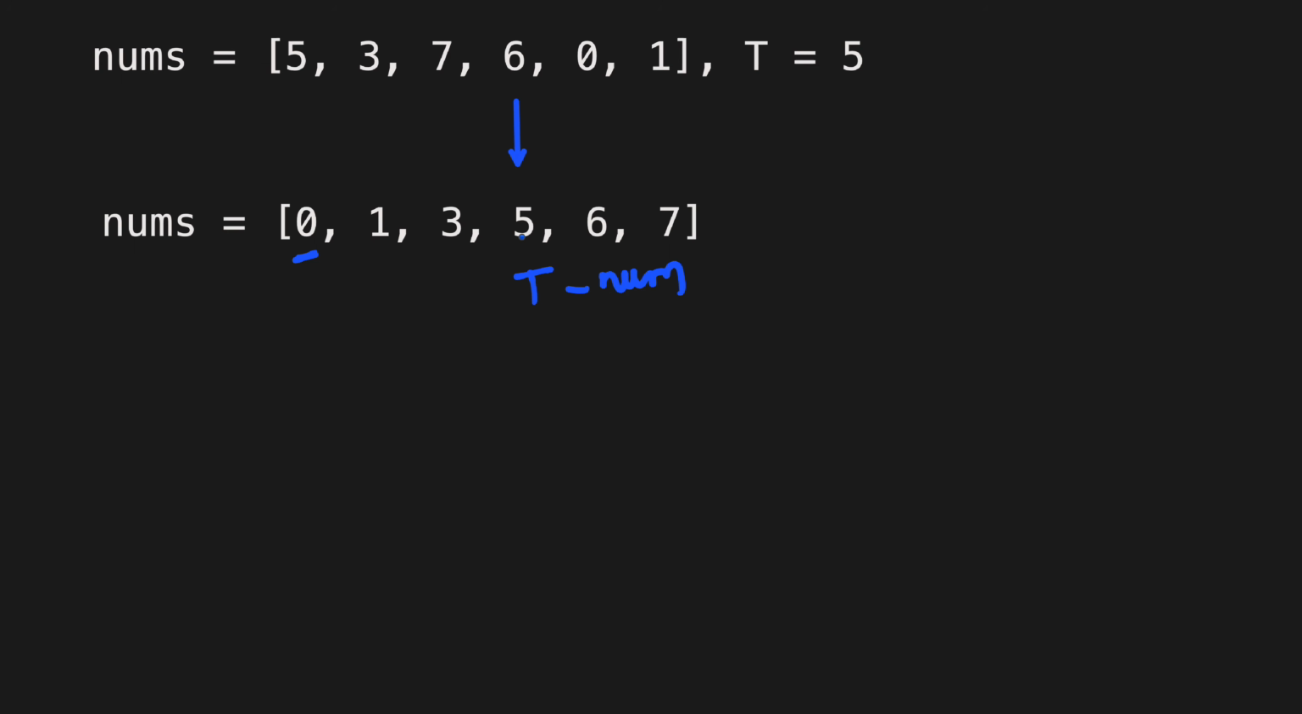For example, now if we search for the complement of 0, that is element 5, we can easily find it in O(log n) time. But now we have a challenge that since the array is sorted, we lose track of the original indices.